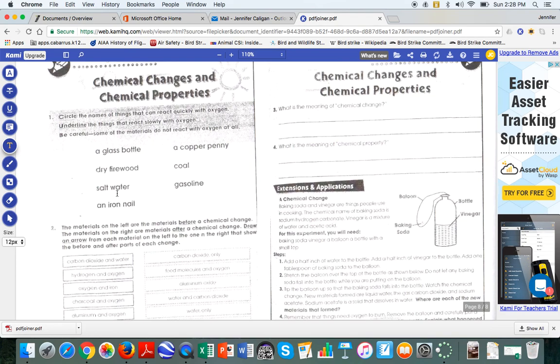Okay, well, a glass bottle doesn't react with oxygen, the air, I don't think. I guess if something's in it, it could bust, but I'm going to say no. Dry firewood would be slow to react with oxygen. I don't think it reacts at all. This is hard. Salt water. Oxygen. I don't think it really reacts with oxygen. An iron nail, that would be slow. So you would underline this one. A copper penny, that would be slow.